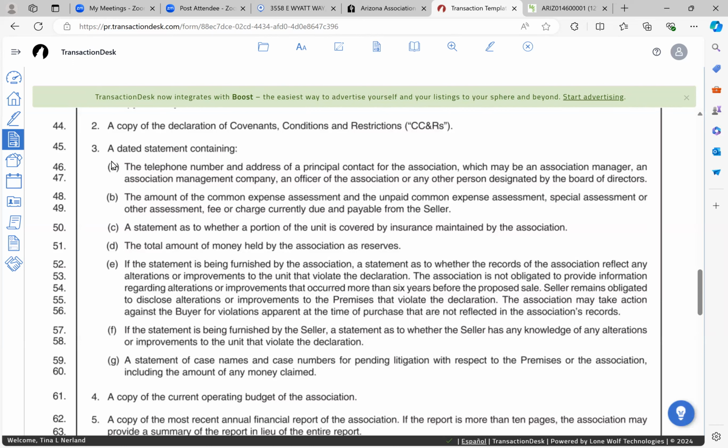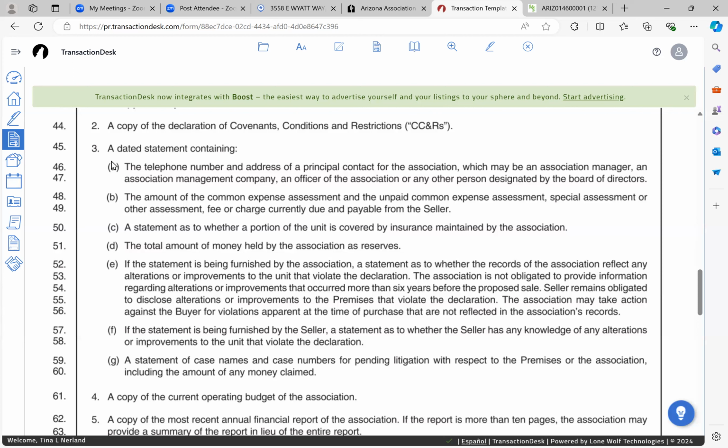The association may take action against the buyer for violations apparent at the time of purchase that are not reflected in the association's records. If the statement is being furnished by the seller, a statement as to whether the seller has knowledge of alterations or improvements to the unit that violate the declaration. A statement of case names or case numbers for pending litigation with respect to the premises or the association, including the amount of the money claimed.